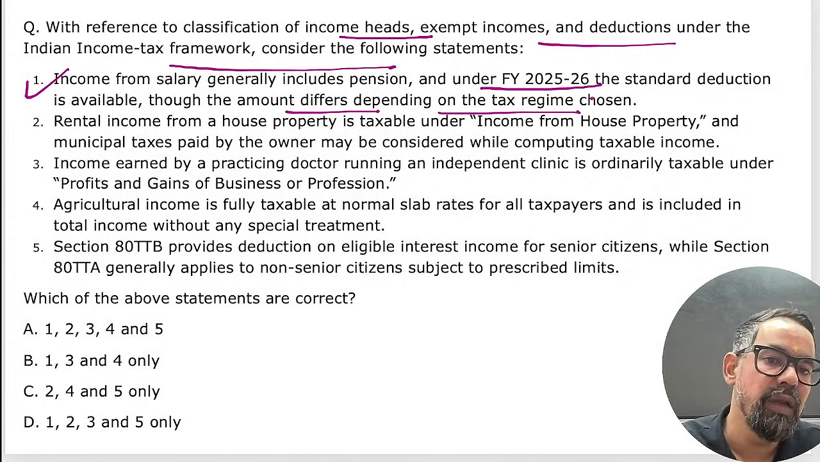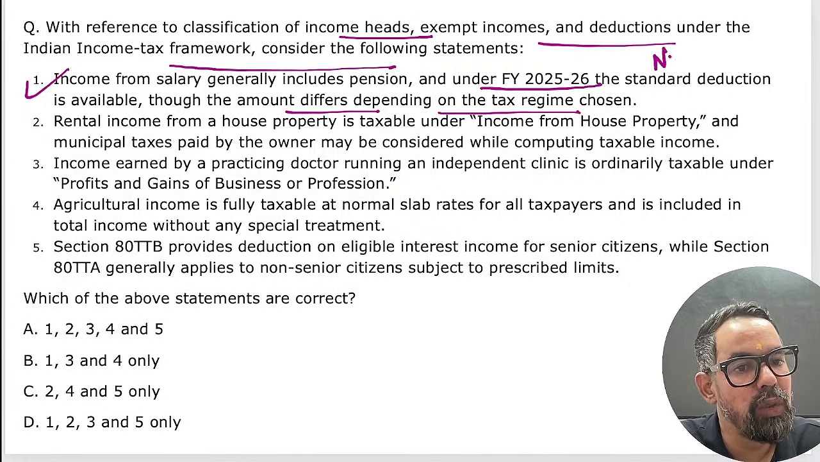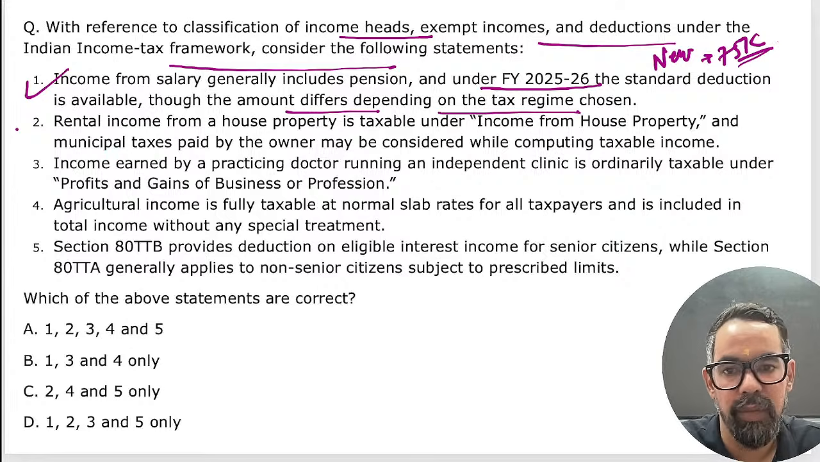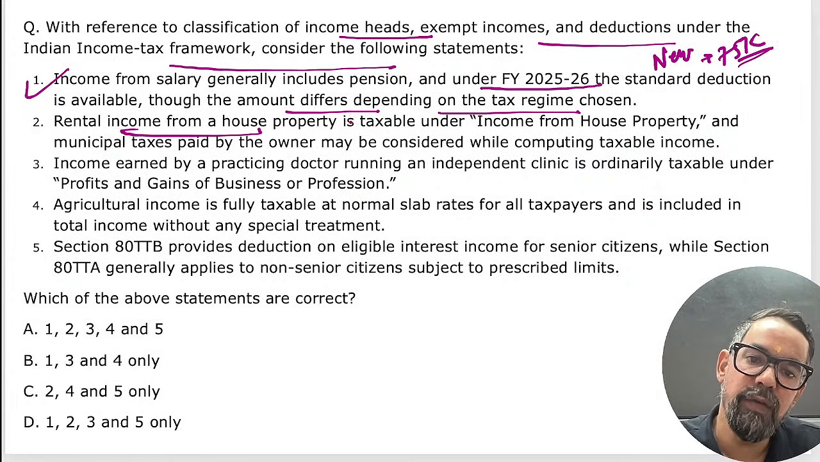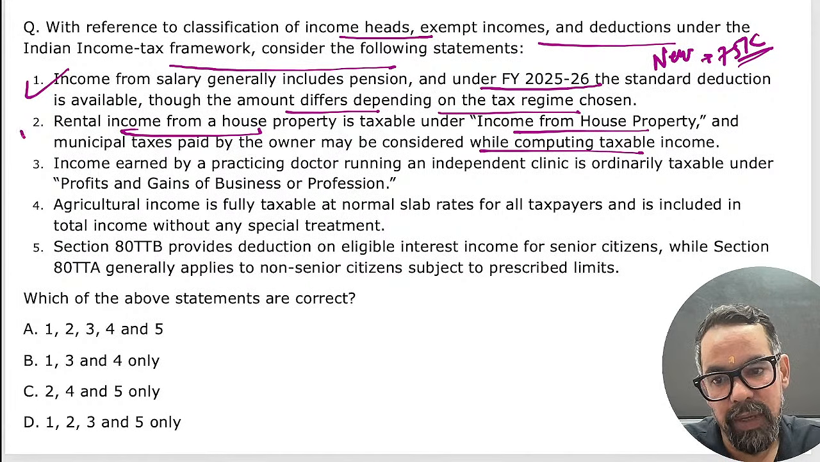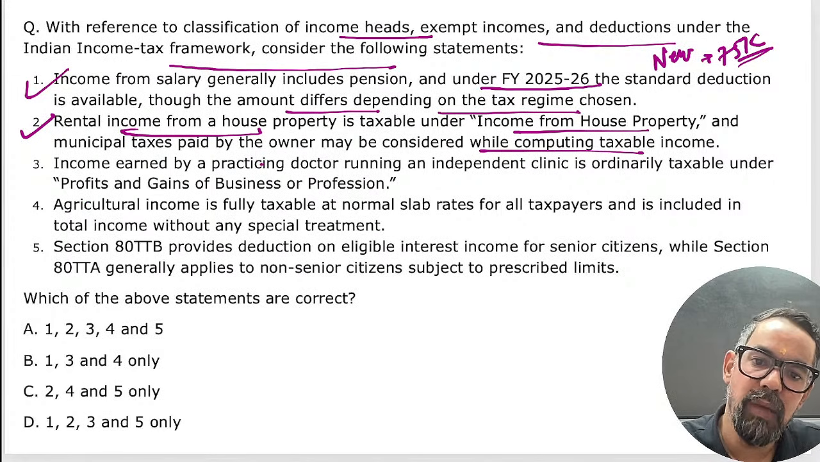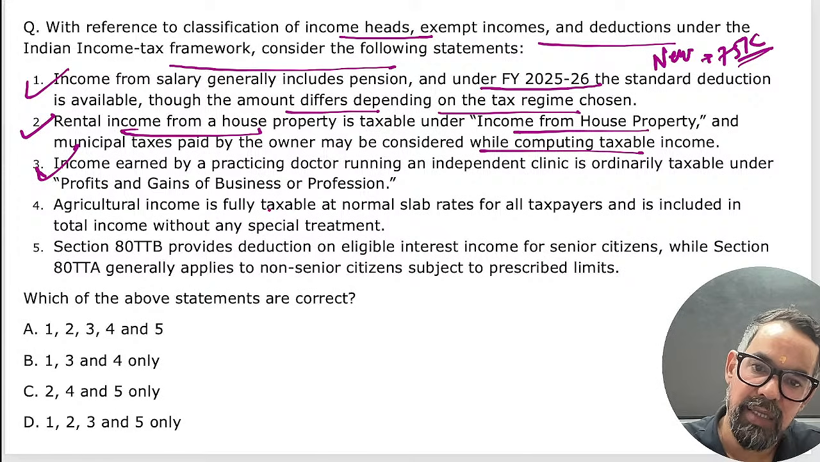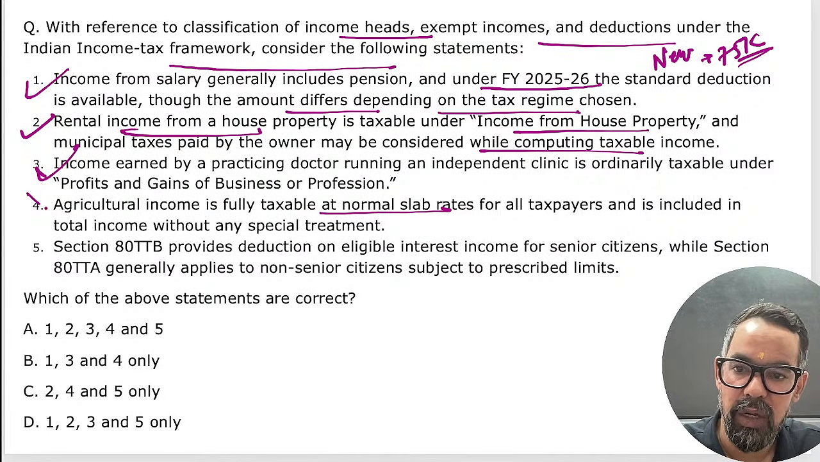Yes, if you select the new regime, you will get a standard deduction of 75,000. That is still the same. Rental income from house property, income from house property, and municipal taxes compounding on the income, this is also true. Income earned by doctors and this profession and gain, yes. Agriculture income is fully taxable, they are not included in this.